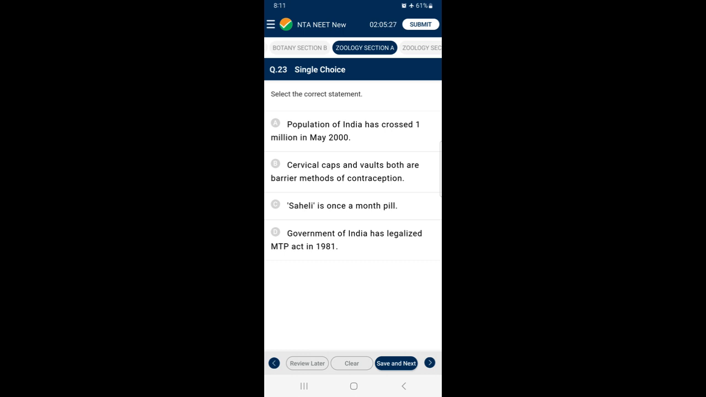Nirodh is one of the popular brands. Diaphragms, cervical caps and vaults. These are made of rubber and are inserted into the female reproductive tract to cover the cervix during coitus. So the answer is option B. Cervical caps and vaults both are barrier methods of contraception. This is a correct statement.